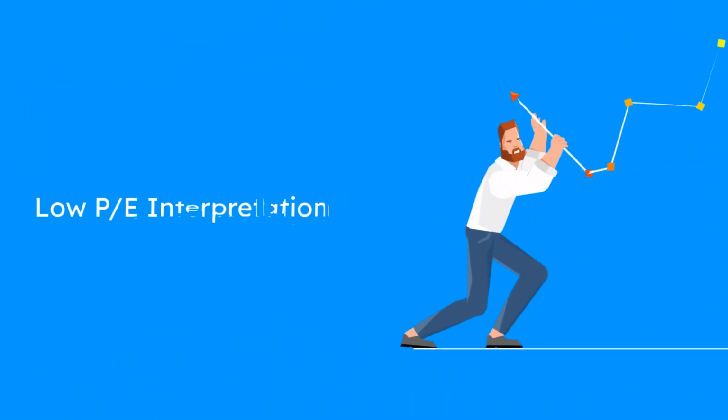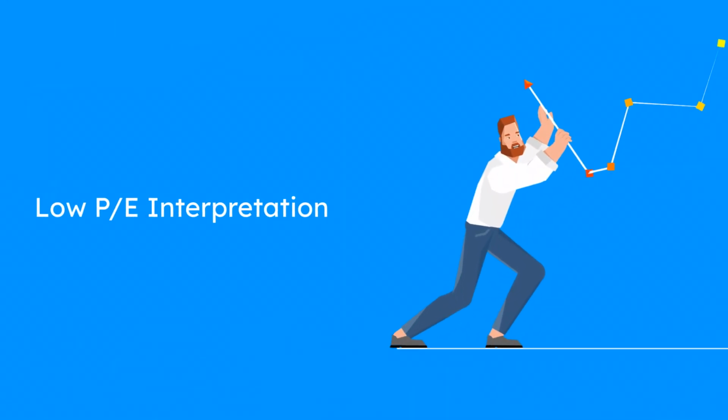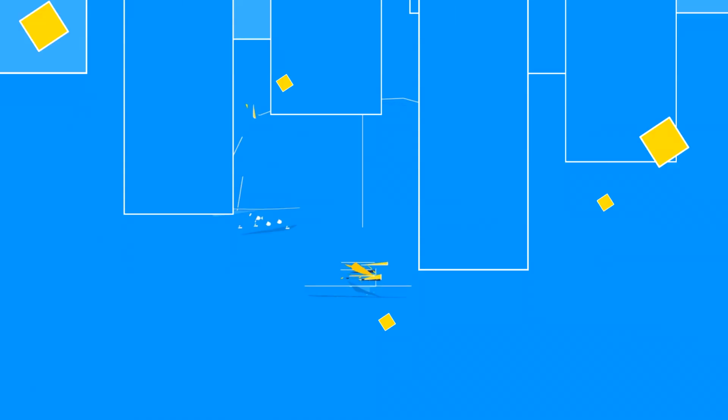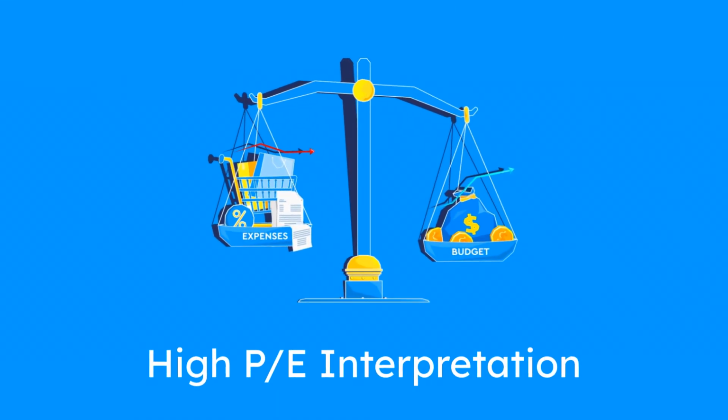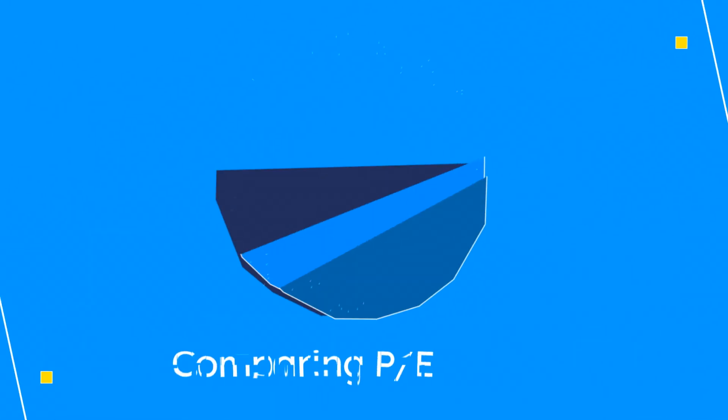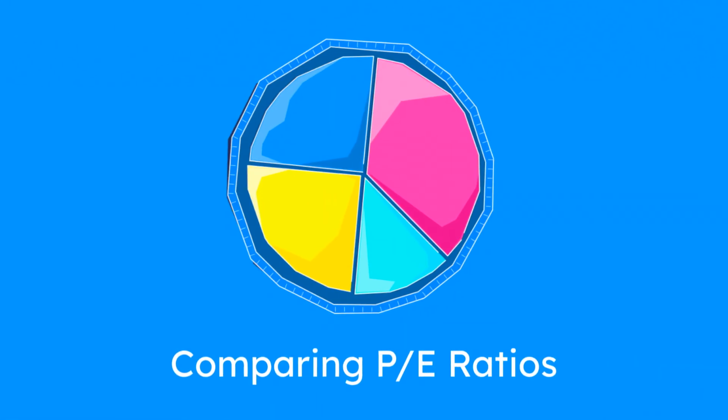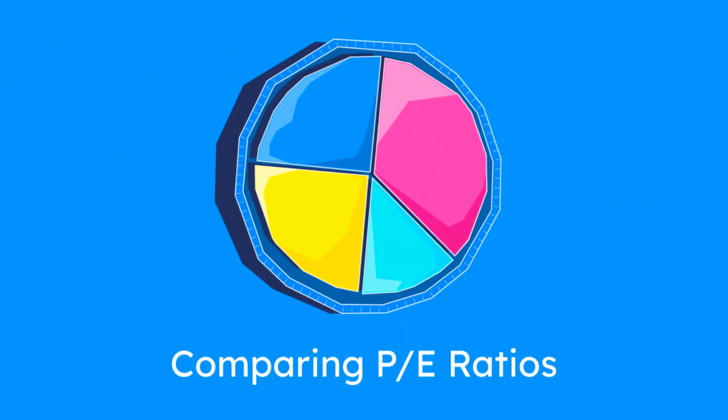A low PE ratio could mean the stock is undervalued, great for value investors. A high PE ratio might indicate strong future growth expectations, but beware of overvaluation. Always compare PE ratios within the same industry because different sectors have different benchmarks. A tech company may naturally have a higher PE than a utility company.